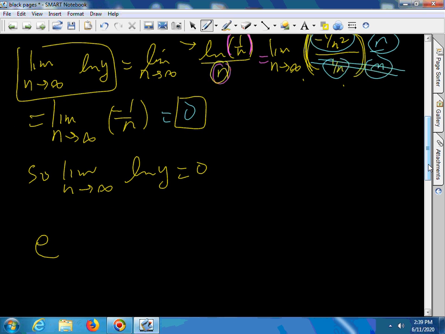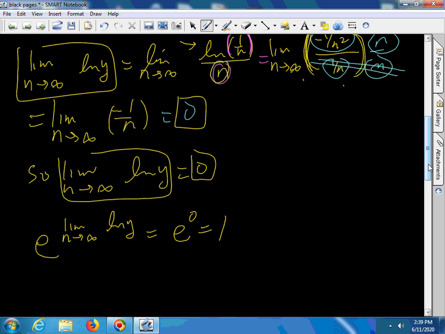But I can put this and this as the power of e. This limit is equal to e to the 0, which is 1. So this here is the same as the limit. You know, I try to do it differently than I usually do. I hate what I'm doing.